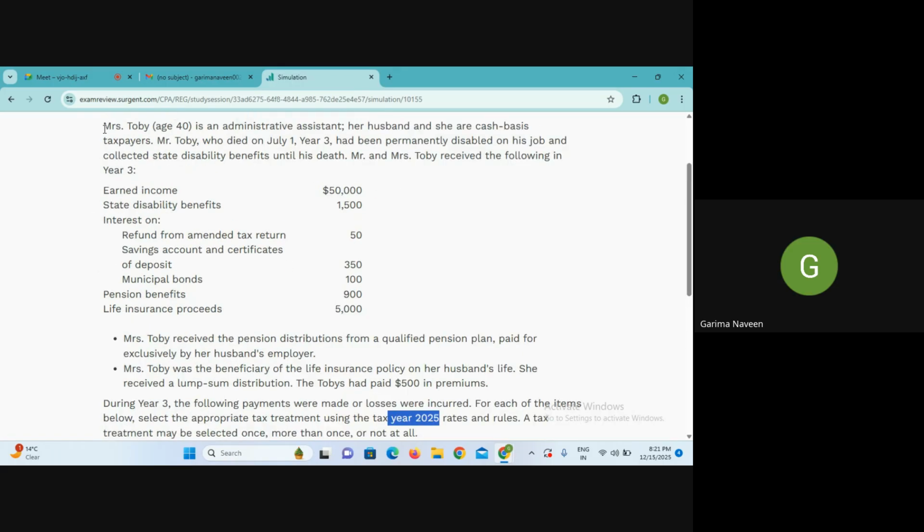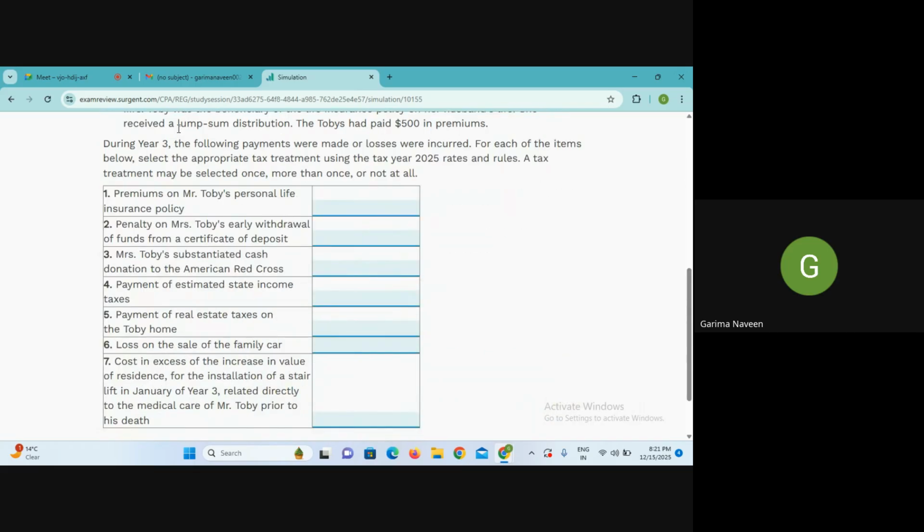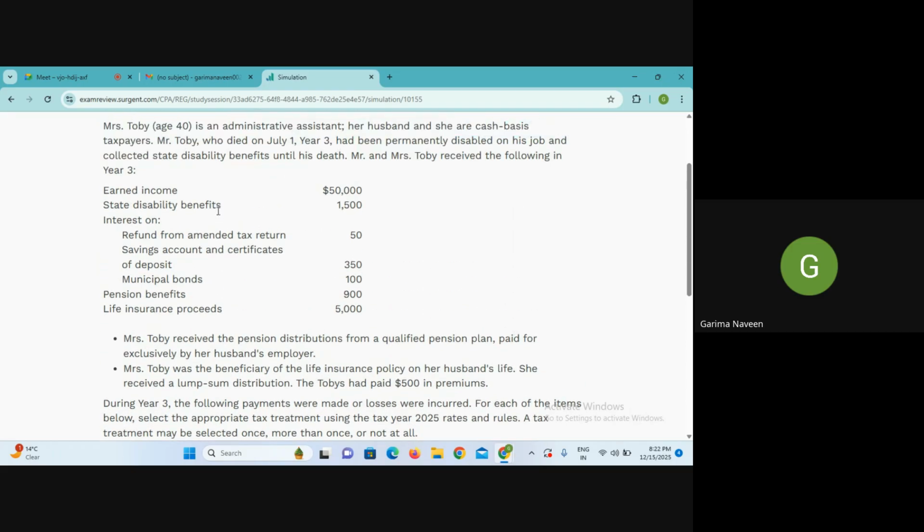So these are the data given for the taxpayer. You basically have to determine what should be the proper tax treatment for the following expenses and income. So first is premium on Mr. Toby's personal life insurance policy. Okay, so read it once, then try to solve these questions.